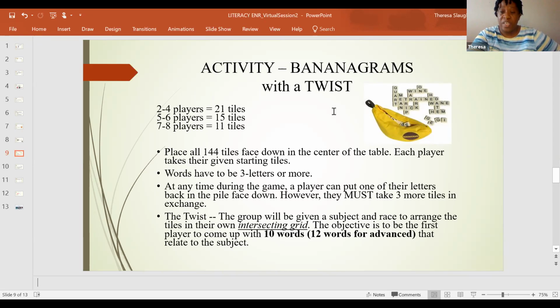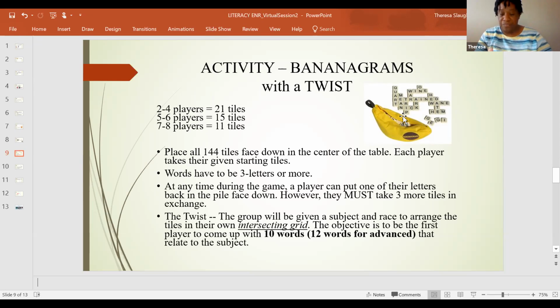So I will say that again. The twist to this activity is that they're going to be given a subject, and I'll get to that in a few minutes. It's going to be a race to come up with 10 words with their tiles, and they have to do it in an intersecting grid. The reason is that they're reusing letters, so it doesn't take away the tiles. You have more tiles available to everyone when you do that.